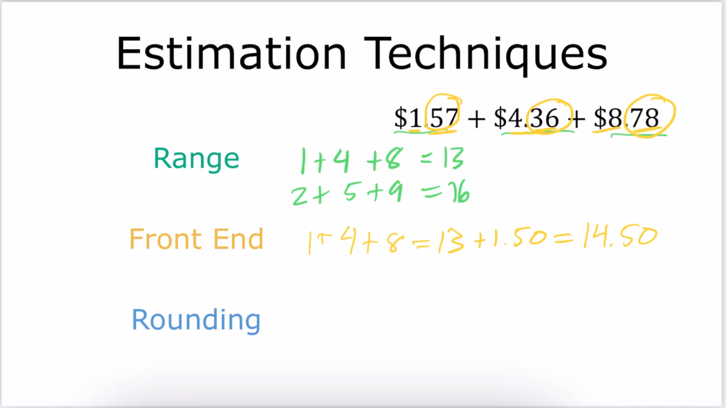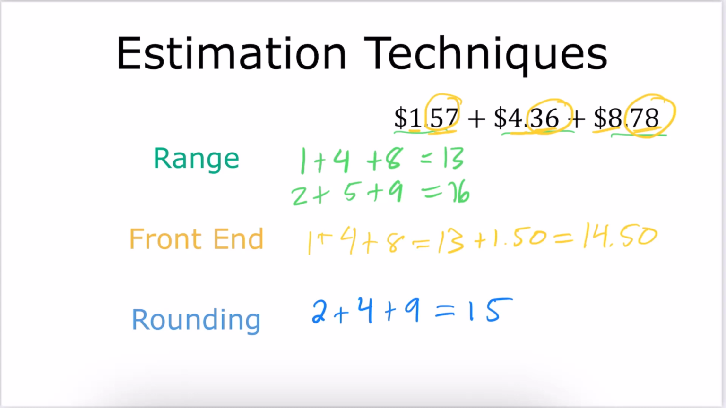And then the last method is the rounding method, and you can decide to round to whatever place value you think would work well for the problem you're given. So the more place values you round to, the more precise your estimation will be. So I could round to the nearest whole number. So like in this case, $1.57 is closest to $2, and $4.36 is closest to $4, and $8.78 is closer to $9. And if I add all of that together, that gives me the number 15.